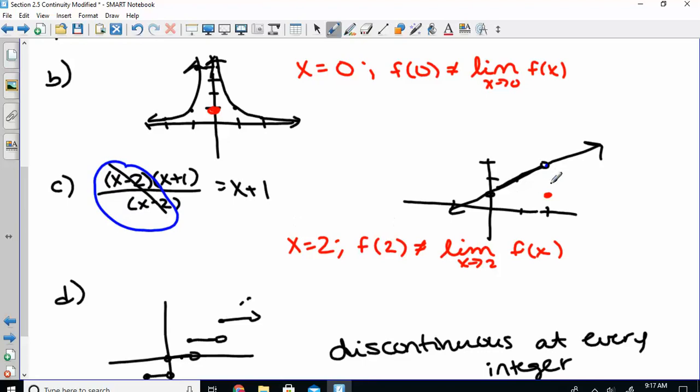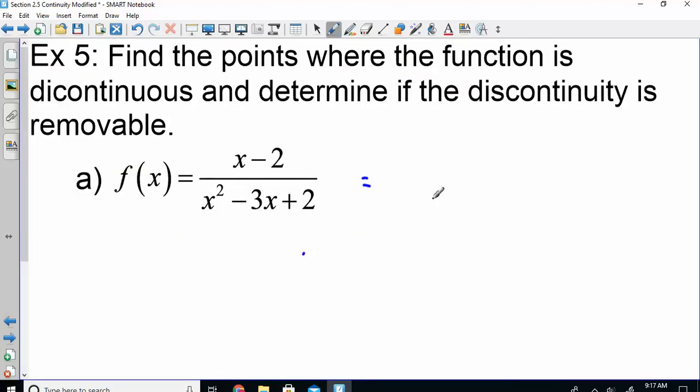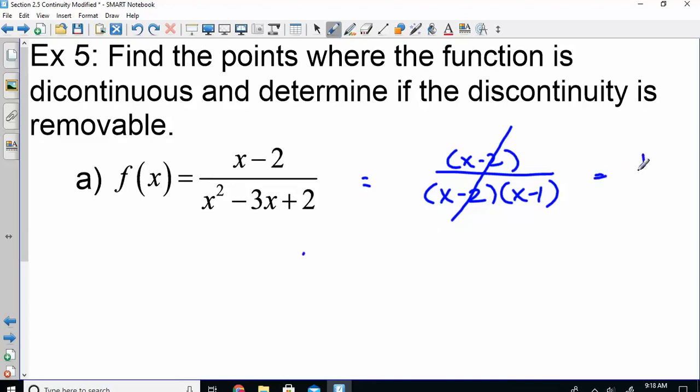Now, if we look back at that example 2, when we factored this, that canceled and that made just a hole in the graph. If it doesn't cancel, like on B, that's when you have an asymptote. So if you don't want to draw the full graph, to decide if it's removable, we're asking you if there's a hole. All you need to do is factor and see if anything cancels out. Factor this into x minus 2 and x minus 1. So those cancel.